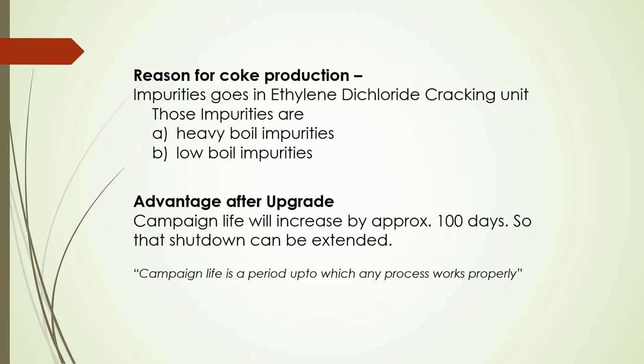Now, what will be the advantage after doing this? The campaign life will increase by approximately 100 days, so that the shutdown can be extended. The campaign life is a period up to which a process works properly, and after that, the pressure in this reactor, or you can say column, gets accumulated, and that's why we have to take the shutdown for cleaning purposes.